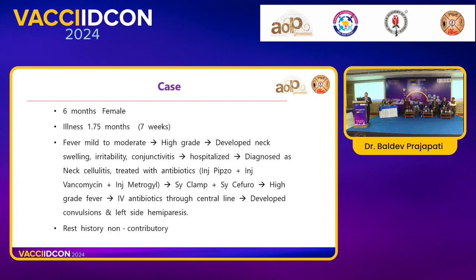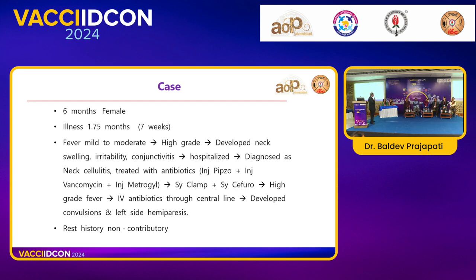This was a 6-month-old child, second case. Illness of 7 weeks. Fever mild to moderate, then high grade. Developed neck swelling. The child was irritable. Hospitalized and diagnosed with neck cellulitis. Treated with antibiotics. You can see almost everything was given, but no response. Meanwhile, the child developed convulsions and even left side hemiparesis. Rest of the history was non-contributory. Can anybody give thoughts on what is going on?